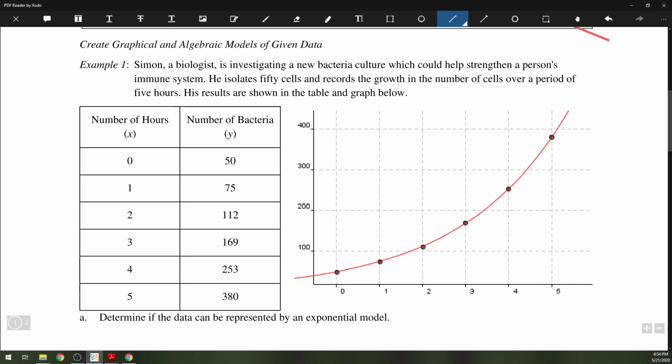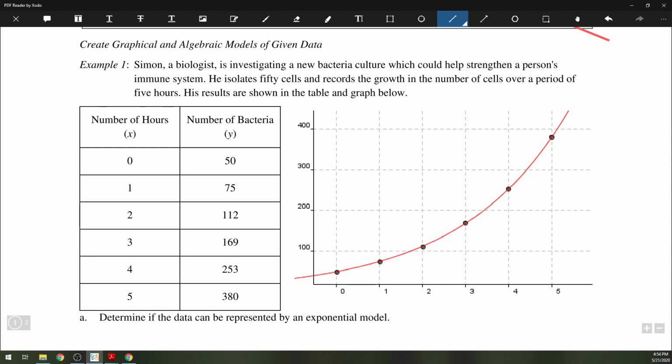We can see example 1. Simon, a biologist, is investigating a new bacteria culture that could help strengthen a person's immune system. There are 50 cells at the beginning, and then the cells' growth is tracked over a period of 5 hours, once an hour. His results are in the table below and on the graph on the right as well.